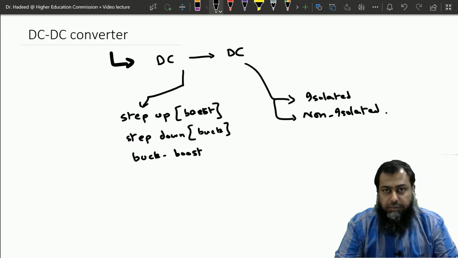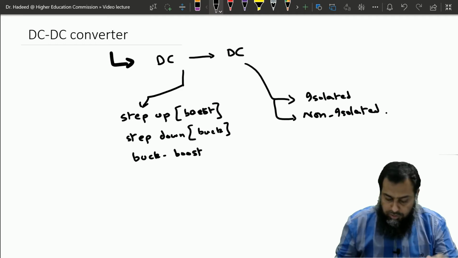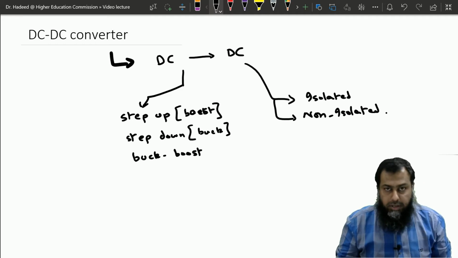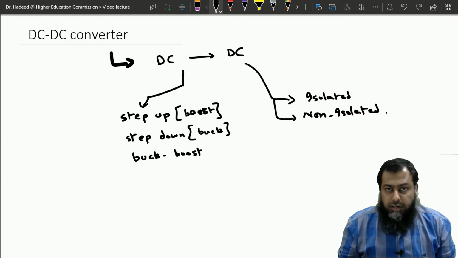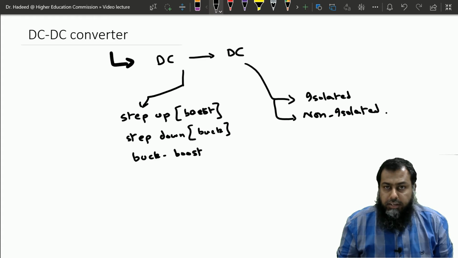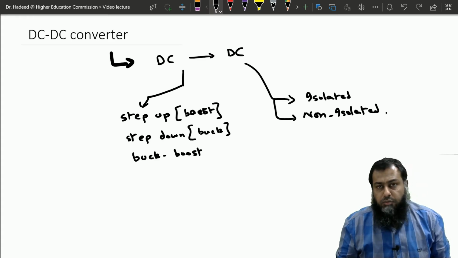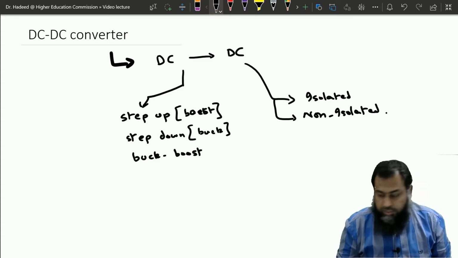But before we start with the topic, I want to have a quick recap of the behavior of the inductor with respect to the applied DC voltage. So let us first of all see how an inductor behaves when we connect it with a DC power supply and DC voltage, and then we shall move on to the DC to DC converters.